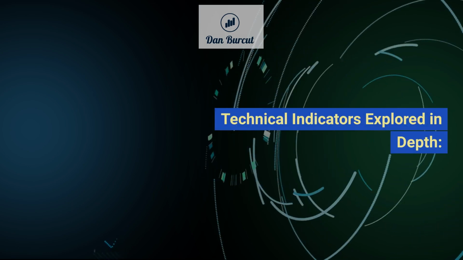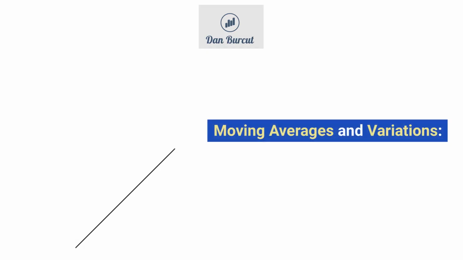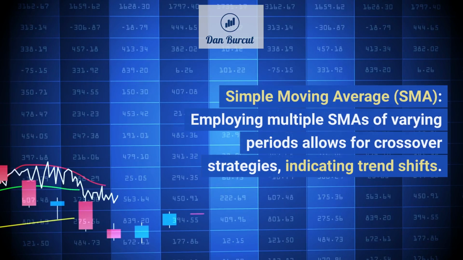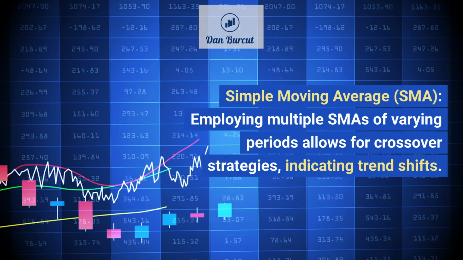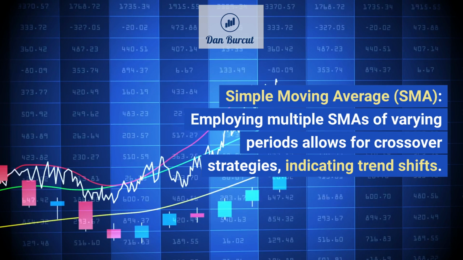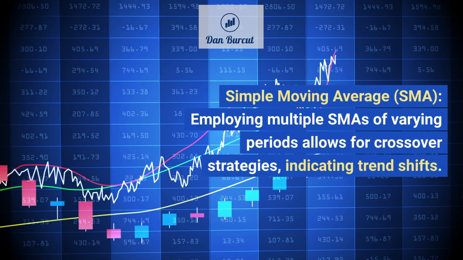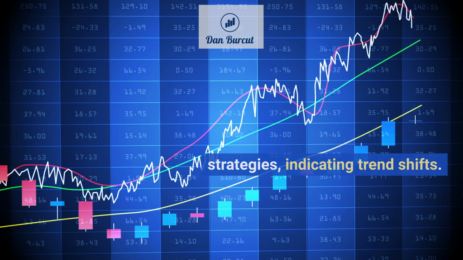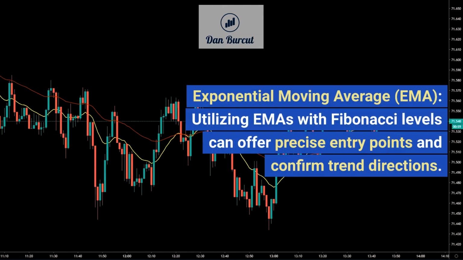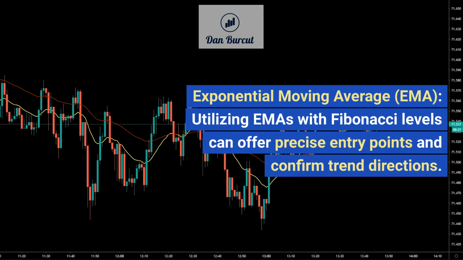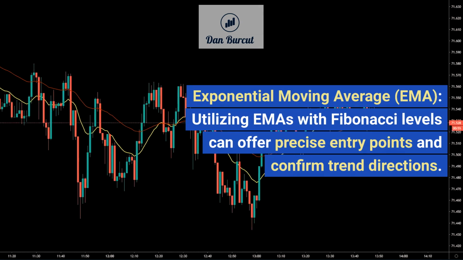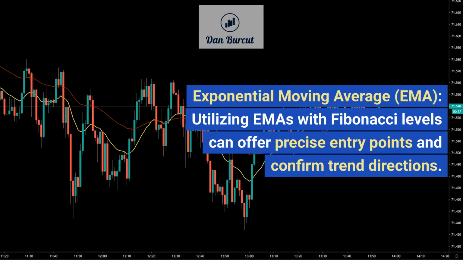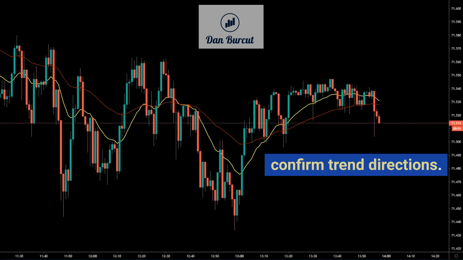Technical indicators explored in depth. Moving averages and variations. Simple moving average, SMA. Employing multiple SMAs of varying periods allows for crossover strategies indicating trend shifts. Exponential moving average, EMA. Utilizing EMAs with Fibonacci levels can offer precise entry points and confirm trend directions.